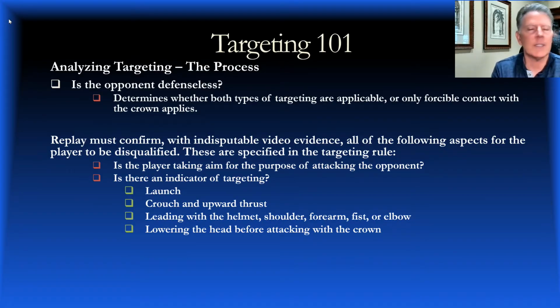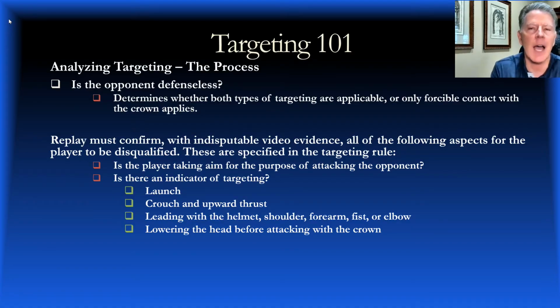The reason they have indicators in the book is these actions, which are not proper technique, lend themselves to a much greater potential for forcible contact to the head and neck area or using the crown, and significantly raise the possibility of significant injury, spinal injury, concussions, neck injuries, etc. So there must be one of these indicators of targeting.